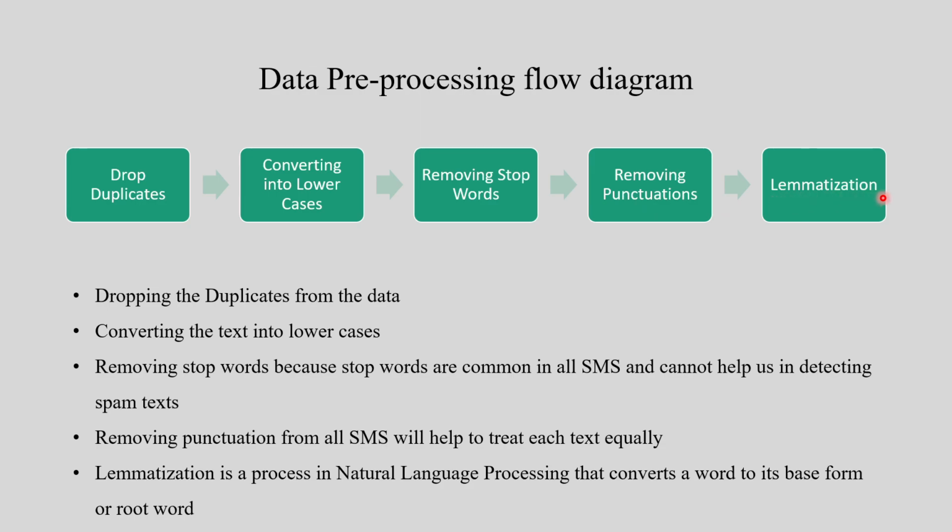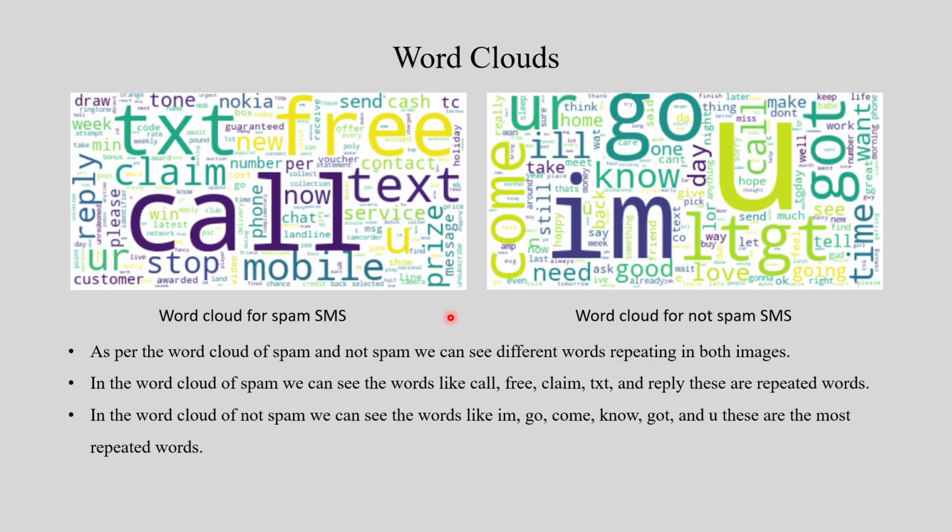Lemmatization makes the same word out of played and playing. If there are words like play, playing and played, it will make them all the same as play. So we have created this data pre-processing.